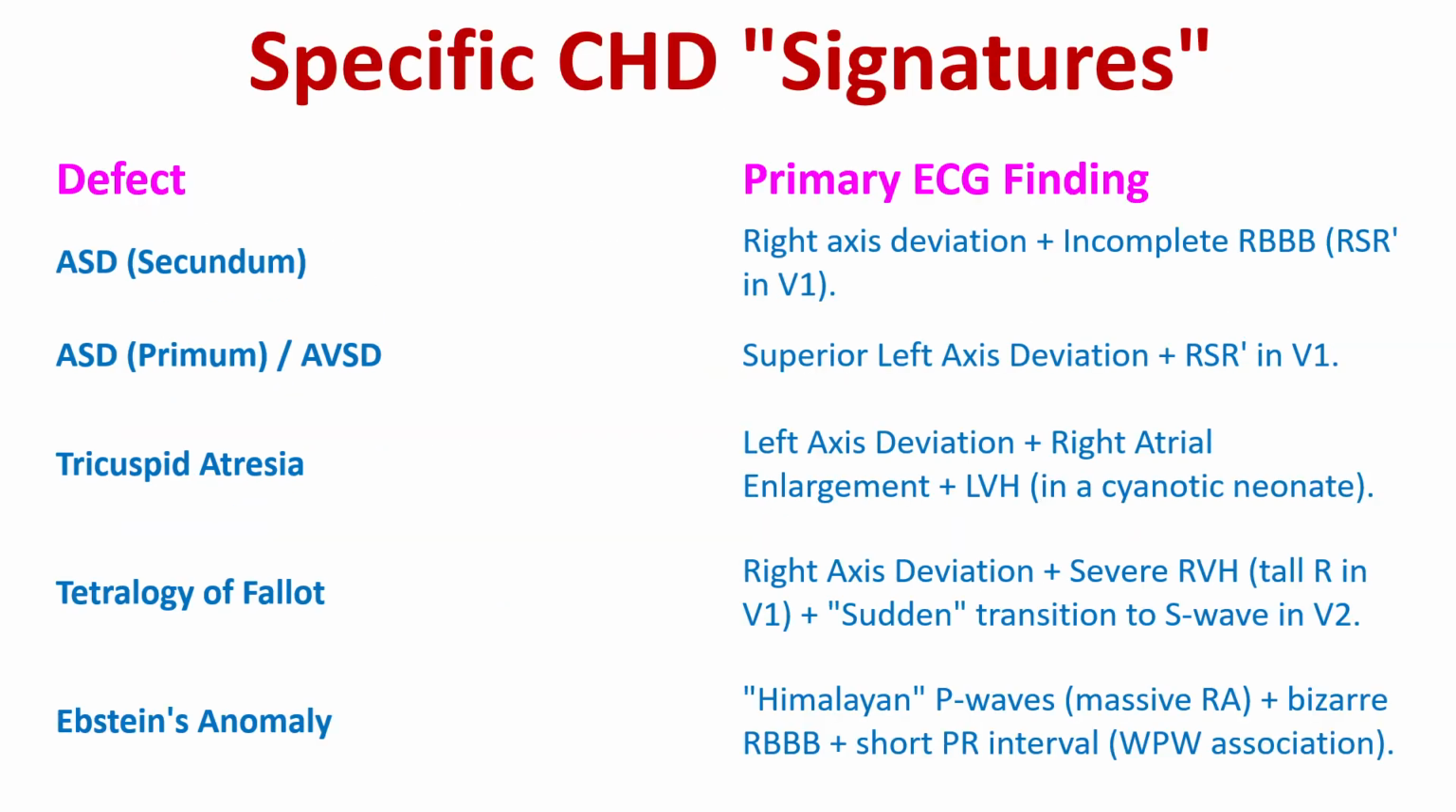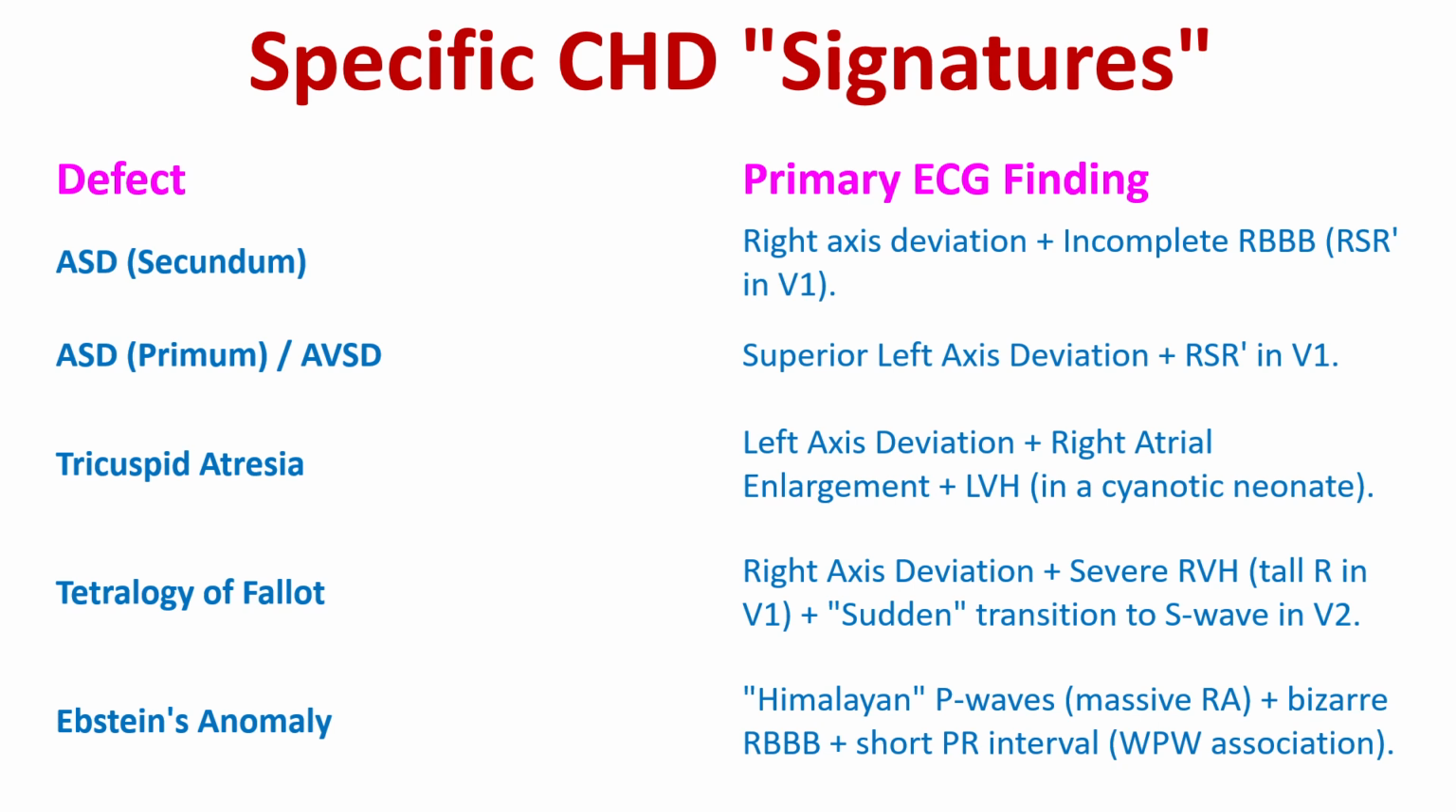Certain congenital heart defects have distinct ECG patterns that are almost diagnostic. Secundum ASD: right axis deviation plus incomplete RBBB, that is RSR prime in V1. Primum ASD or atrioventricular septal defects: superior left axis deviation plus RSR prime in V1. Tricuspid atresia: the classic pattern is left axis deviation, right atrial enlargement and left ventricular hypertrophy occurring in a cyanotic neonate. Tetralogy of Fallot: right axis deviation and severe right ventricular hypertrophy, that is tall R in V1 plus sudden transition to S wave in V2.